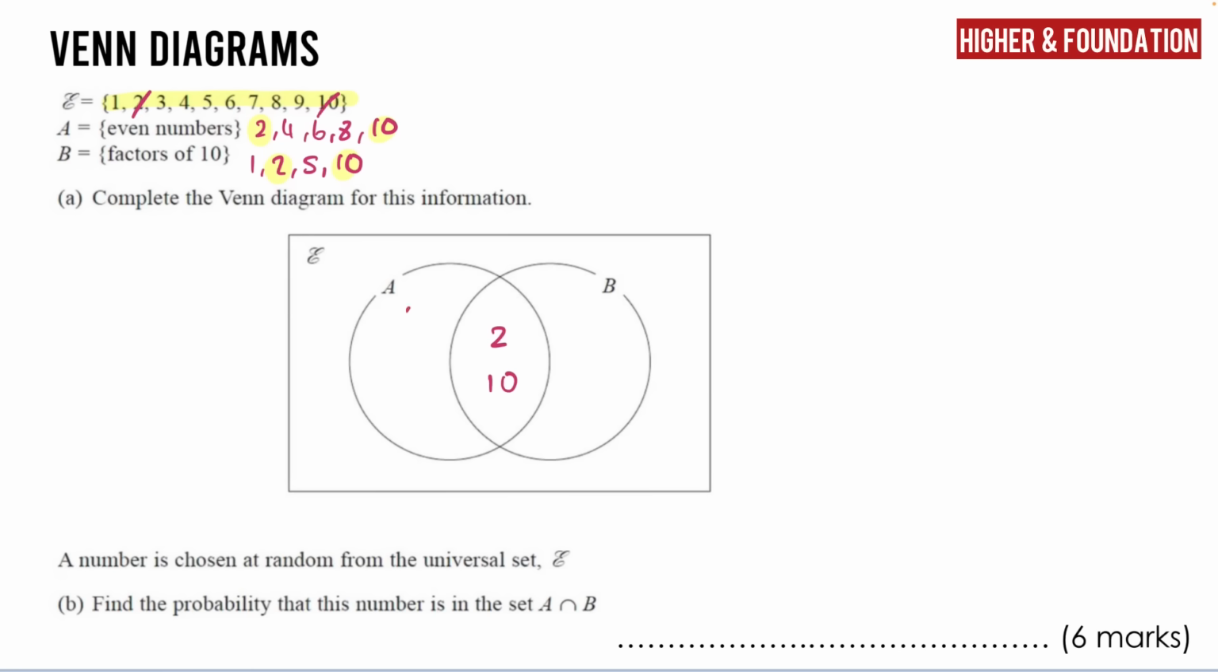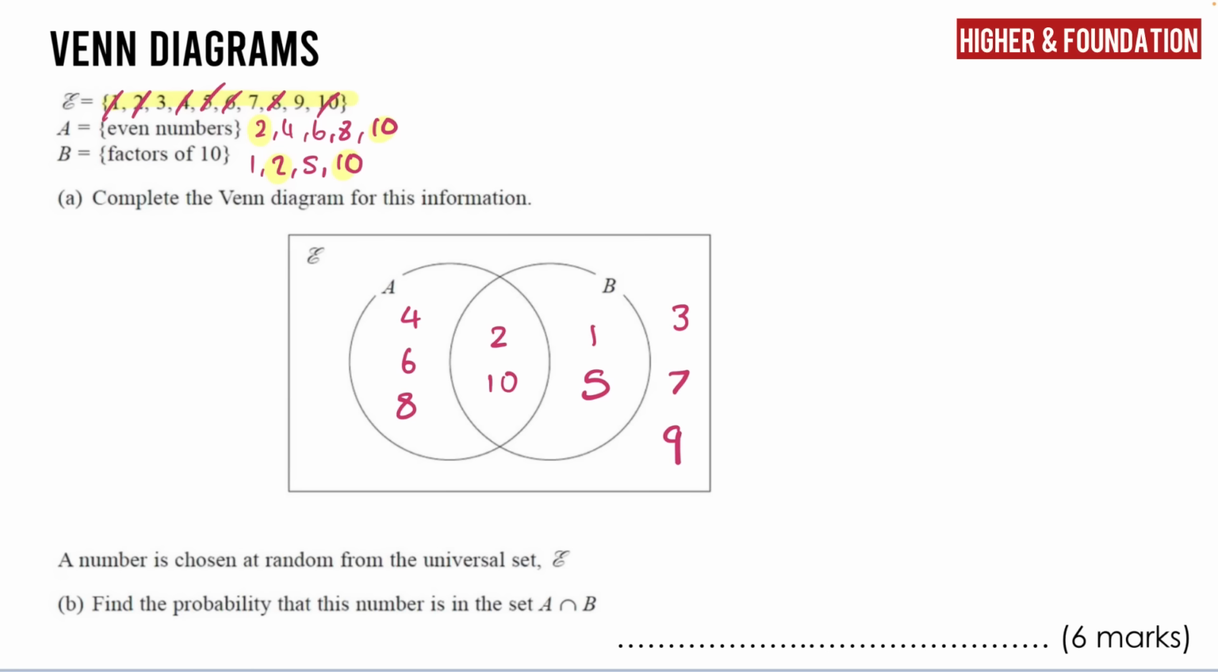For A, we have 4, 6 and 8, which are still going in A, cross them off the list. And we have 1 and 5, which go into B. And again, we'll cross off the 1 and the 5, and any numbers we've not crossed off, so 3, 7 and 9, will go into the outside. Quickly count those up, 1, 2, 3, 4, 5, 6, 7, 8, 9, 10, and we know that we are only allowed the numbers 1 to 10. So 10 numbers, no repeats, happy with our Venn diagram.